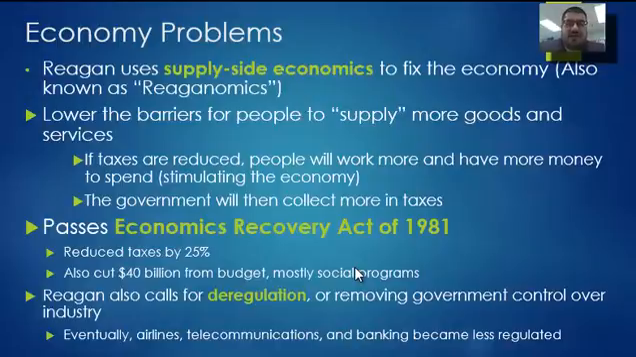So Reagan uses supply-side economics to fix the economy. It's also known as Reaganomics. What does that mean? Well, it lowers the barrier for people so they can supply more goods and services. If we reduce taxes on businesses and people, then people will work more and they'll have more money to spend, which would stimulate the economy. And then the government would collect more in taxes. And that would help both the government and the person.